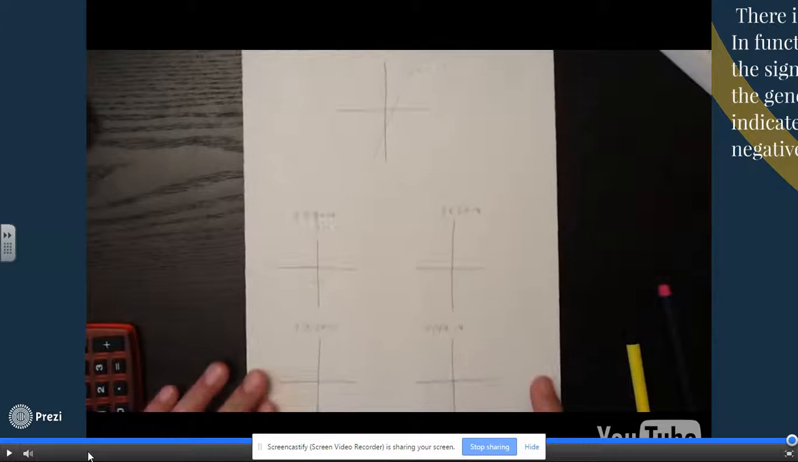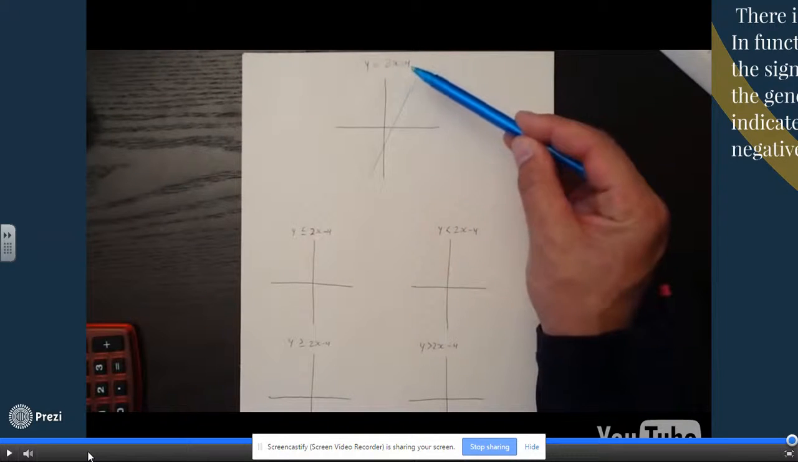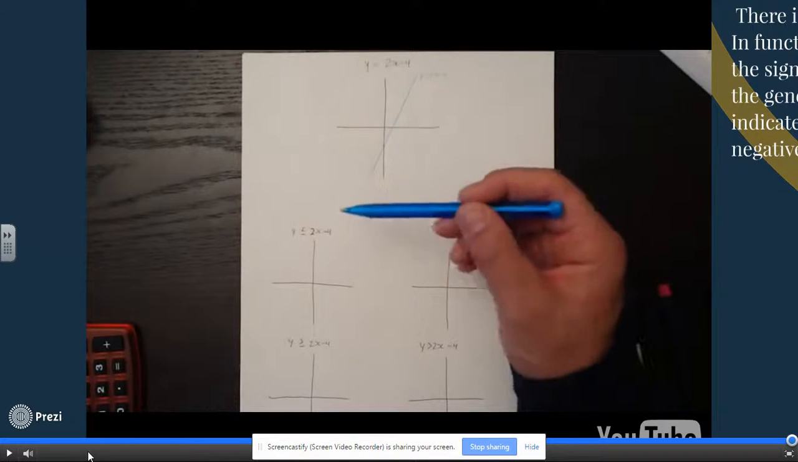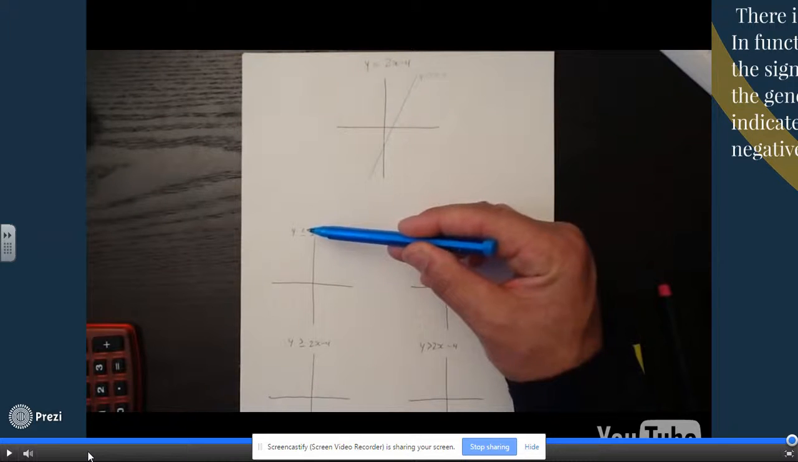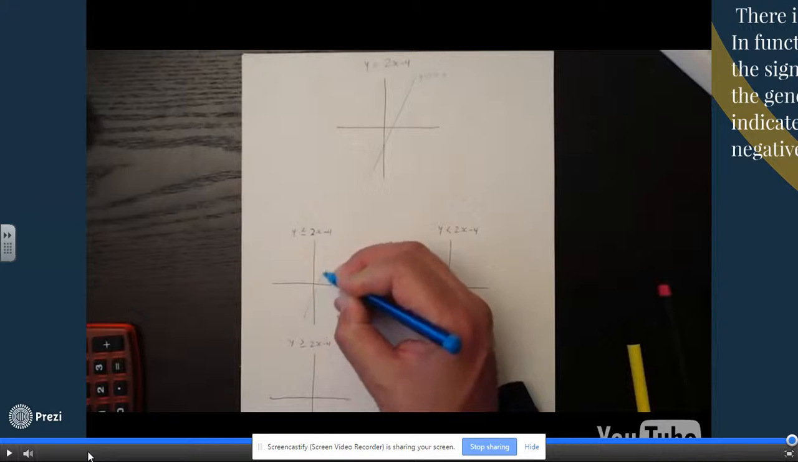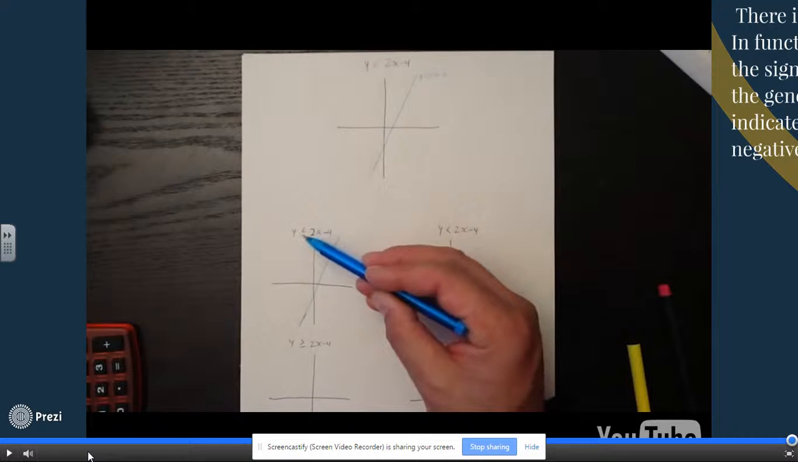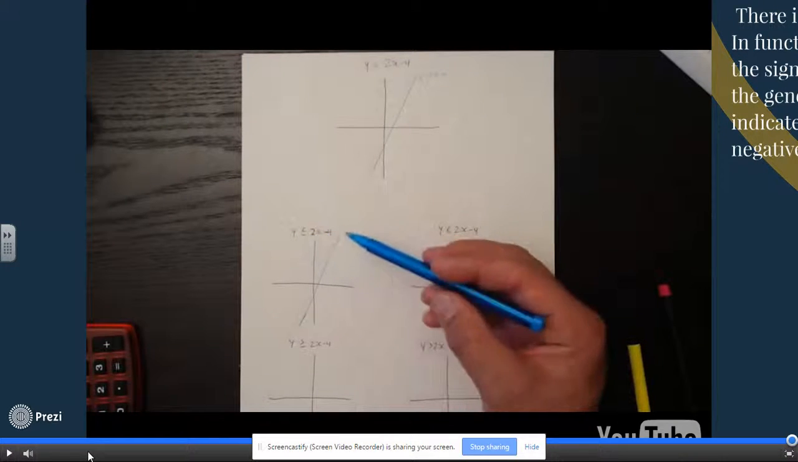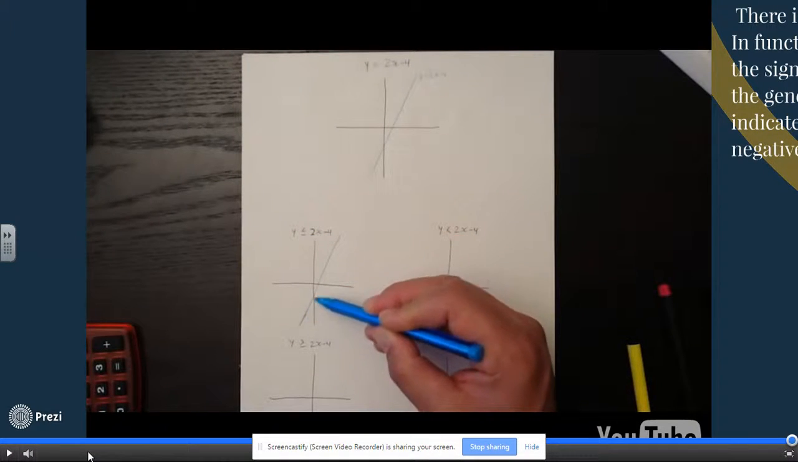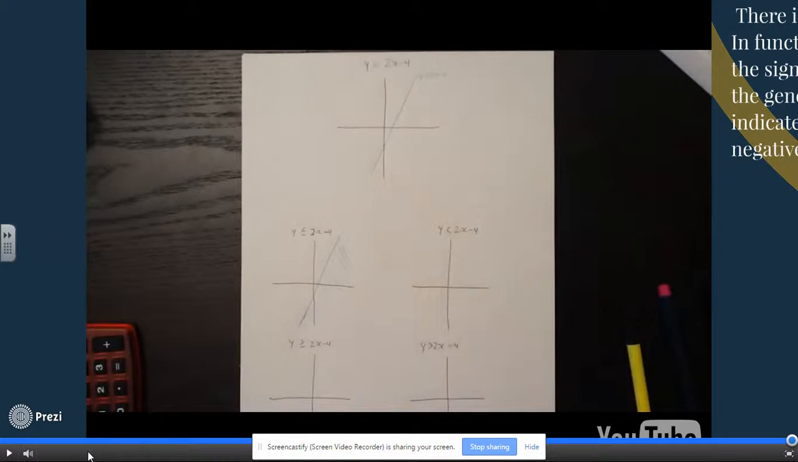Let's look at the 4 similar equations to y equals 2x minus 4. Remember, y equals 2x minus 4 is the line. If I said y is less than or equal to 2x minus 4, what I would do is I draw in the same line, dividing it into 2 half planes, and this says less than or equal to. That means we're looking at the lower half plane, and because it says or equal to, the solution set includes the line itself. So we would do it by shading like this, as we've seen earlier.